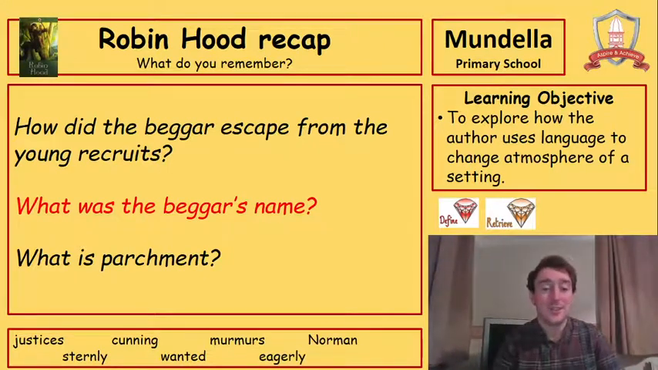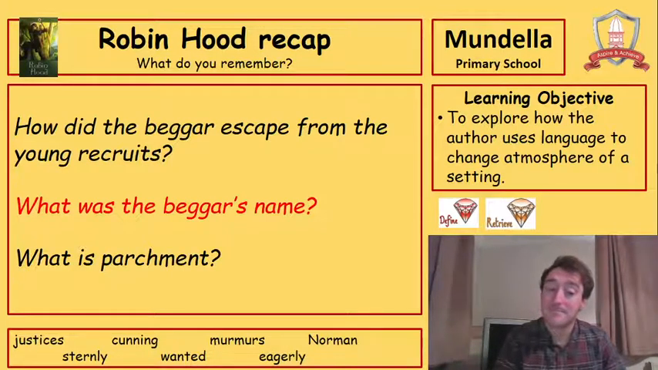Okay, here are our questions. Try and come up with an answer for each one of these questions. Write them in your book and then we'll check our answers together. It says, how did the beggar escape from the young recruits? What was the beggar's name? And what is parchment? That final one is our define question. Have a go at the definition. When you're ready to check your answers, unpause the video and then I'll show you what I wrote.